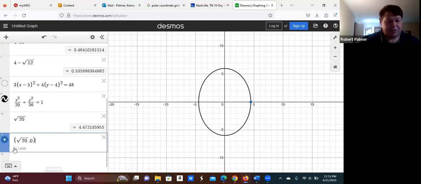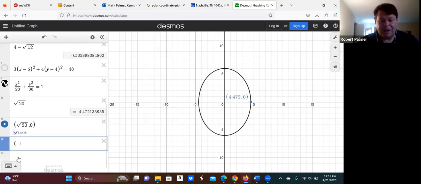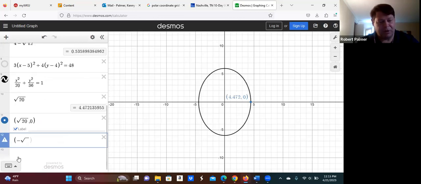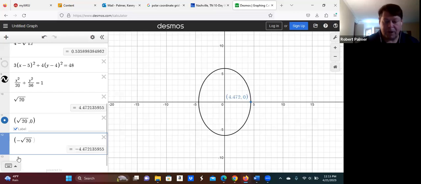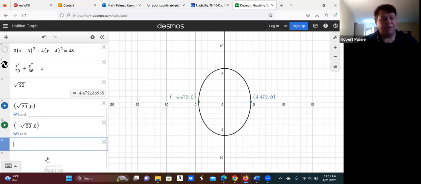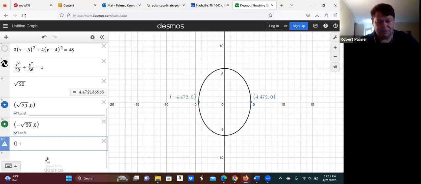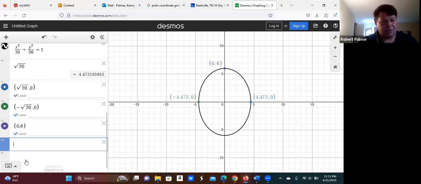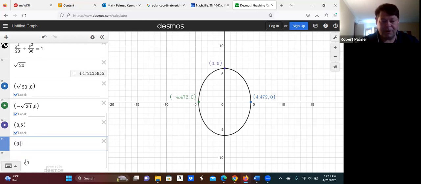I guess I can go ahead and do that. So label some of the rest of the points. And so if I do negative square root of 20 and 0, oops, give up another radical first, 0. Okay, that's that point. Okay, let's label both. And then, of course, I guess we can also go ahead and label our vertices. So 0 and 6, 0 and negative 6. Label that.